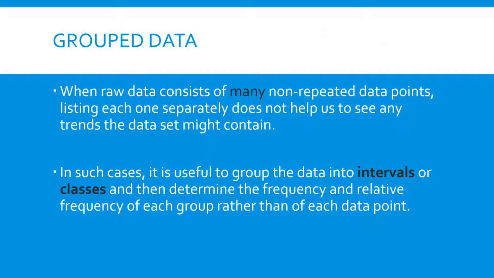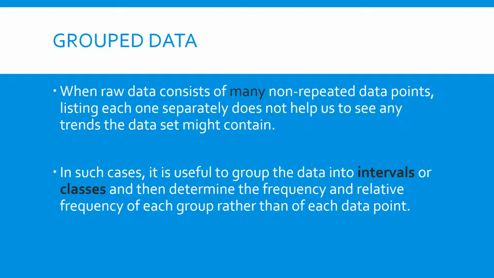Alright, now we need to talk about grouped data. Now, what is grouped data? This is where you have raw data consisting of many non-repeated data points. And when you have a data set like that, it's not always the best to list each one separately, because that's not going to help us to see any trends that the data might contain. So for example, if you looked at the ages of the students in my class, instead of listing out 18, 19, 20, 21, you may want to group them up like 18 to 20, 20 to 22, 22 to 24, and then you could see more trends that way.